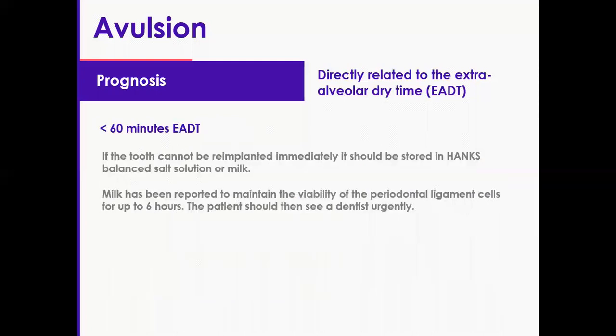However, if the tooth cannot be put back in the socket, it should be stored in Hank's Balanced solution or milk. Water is no good. Schools and sports clubs hopefully all have avulsion kits, but if not, milk will do. Some suggest saliva, but there's always a risk of the patient swallowing the tooth. Milk or Hank's will be the best.